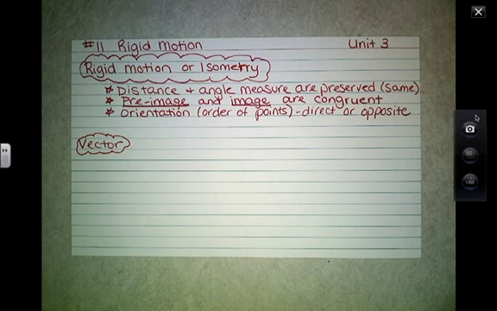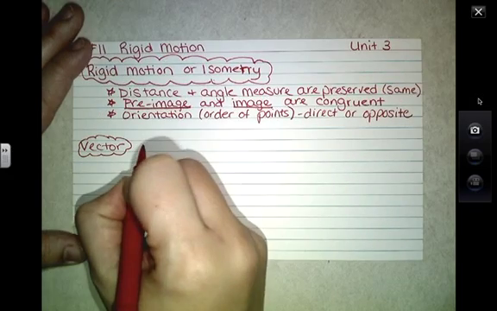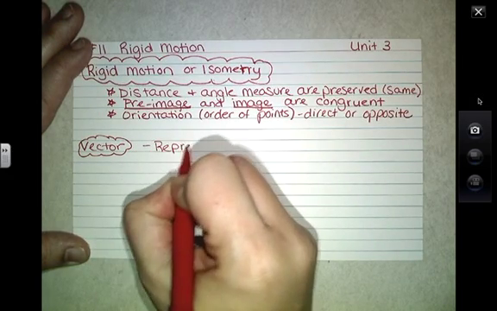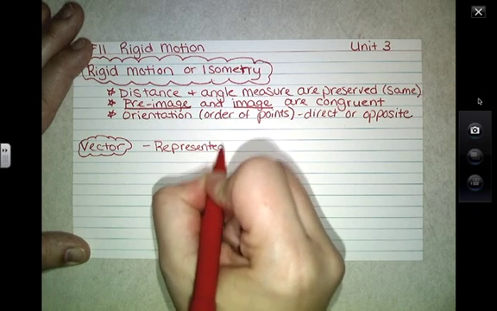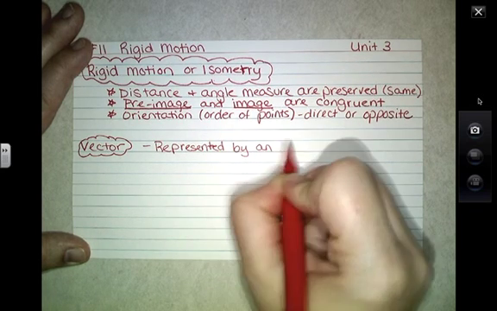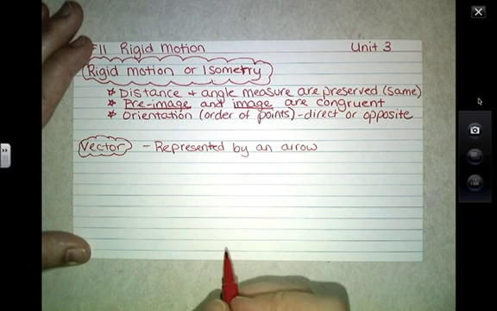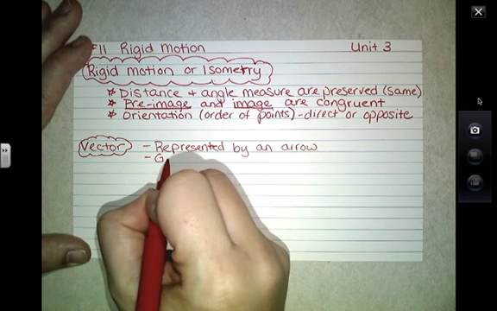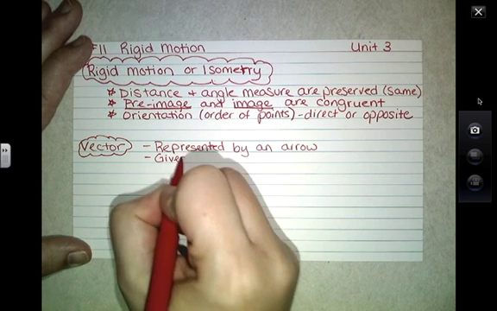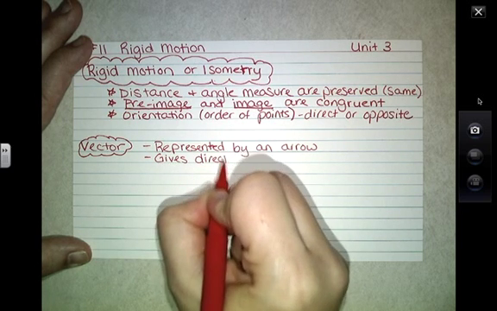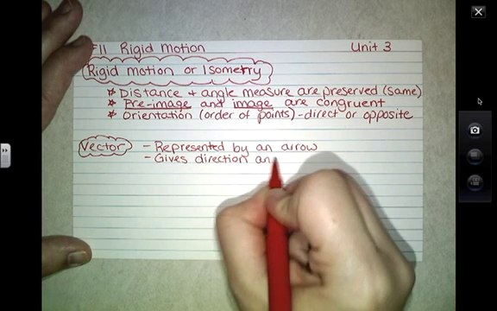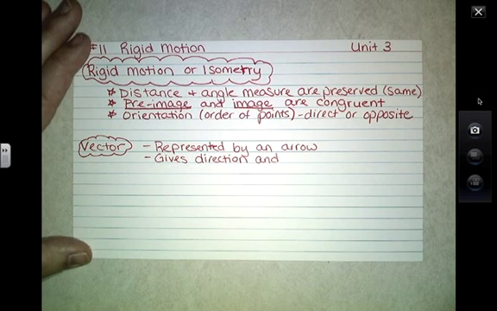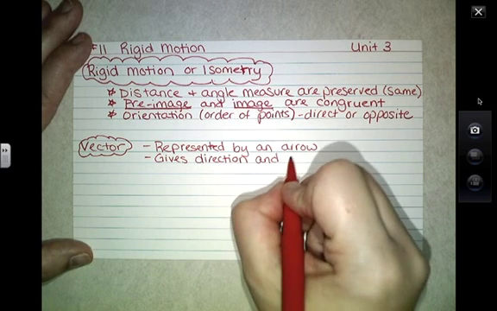Okay, so that's what a vector is, and you're going to see for two of our transformations, we need vectors to transform because, again, we'll be doing this without a coordinate grid in this unit. So a vector is represented by an arrow. Do you guys know what magnitude means? Magnitude would be a length or a distance, okay? So it gives us direction and length.